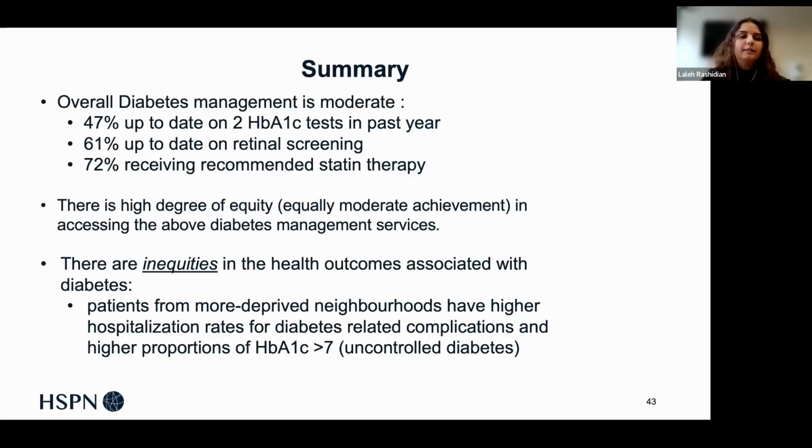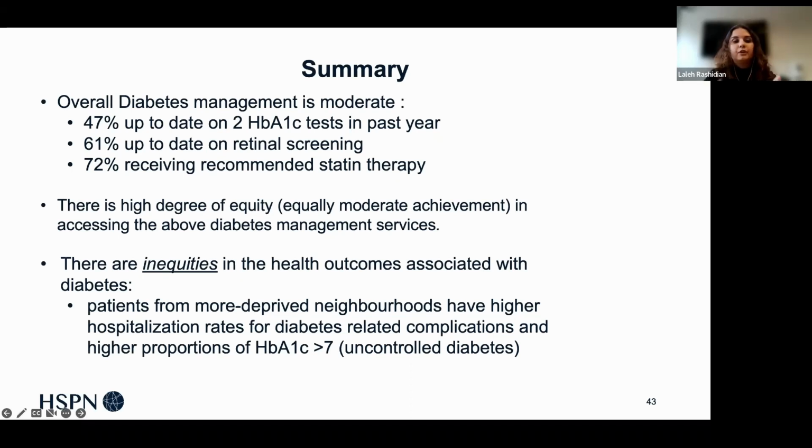So to summarize, what we see from the data is that overall diabetes management is moderate. 47% of our patients are up to date on their 2 HbA1c tests within the past year, 61% are up to date on their retinal screening, and 72% have received the recommended statin therapy.